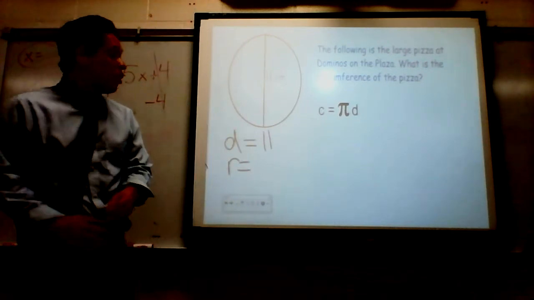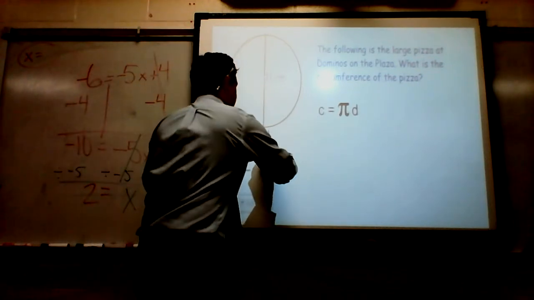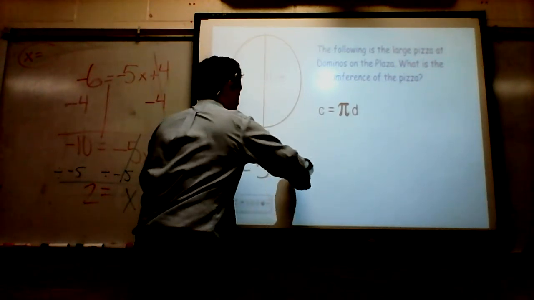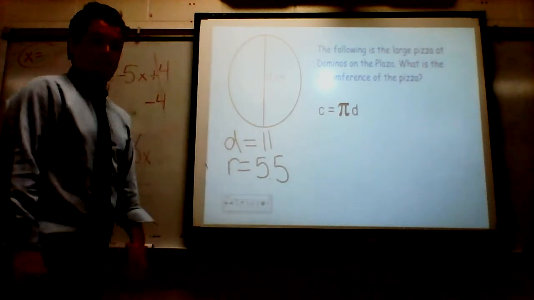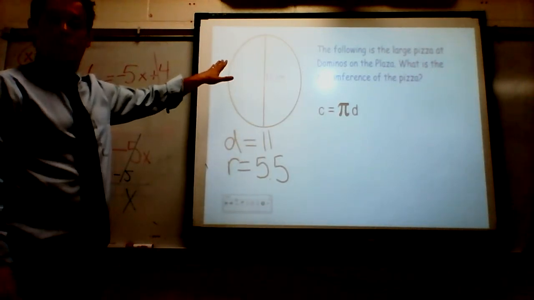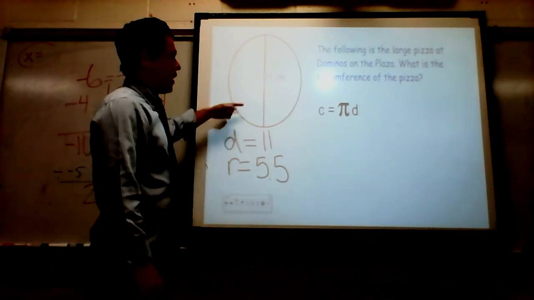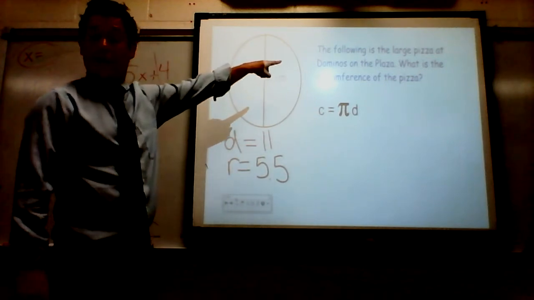If the diameter of the circle is 11, that means the radius is half of that, which is 5.5. So, before I've done anything with this problem, as soon as I saw the circle, I determined the radius and the diameter. Now we're going to answer the question.